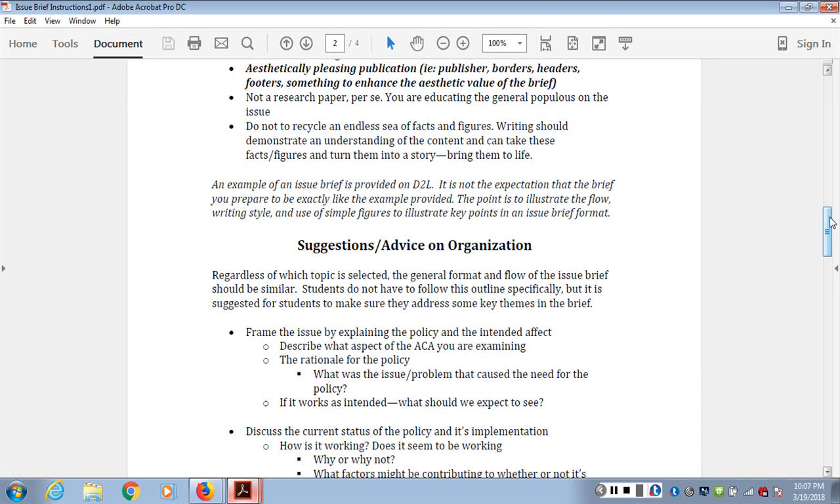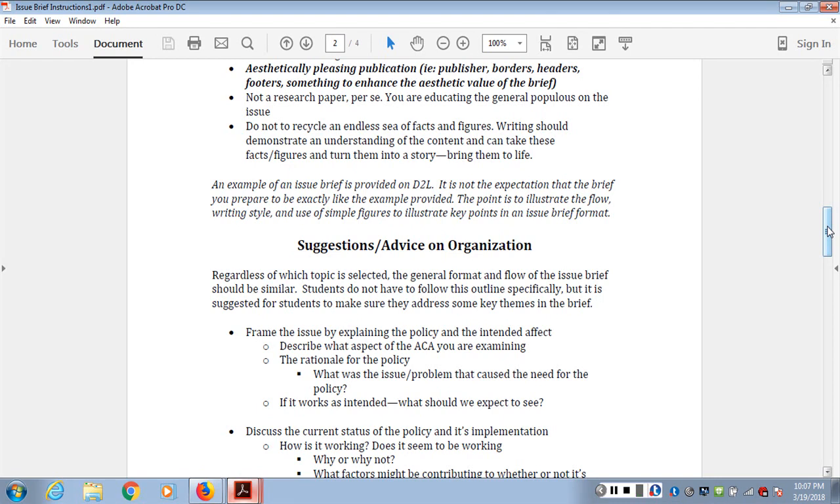But how can we really work to make this issue brief aesthetically pleasing? What can we put in there in terms of borders, headers, pictures, something to really enhance the aesthetic value and really draw people in to read the information? So again, not a research paper per se. That's not the feel that we're going for here. We're really just working to educate the general population on this important topic. So you pick this topic, it's important to you. How can you make people care about your issue as much as you care about your issue?